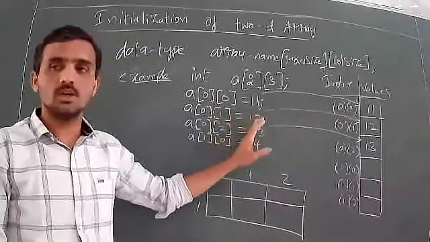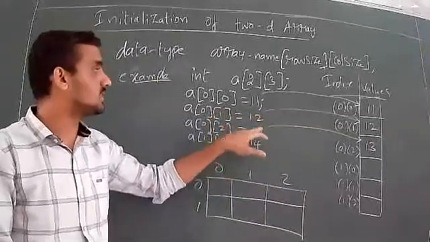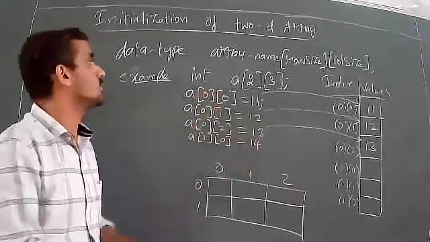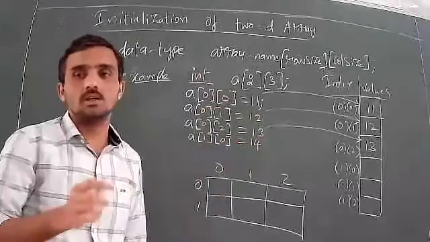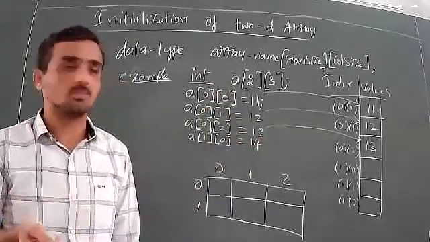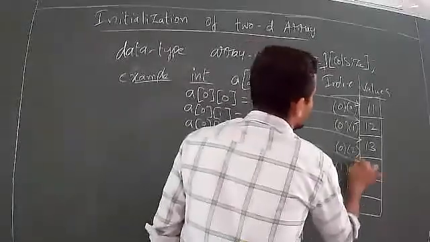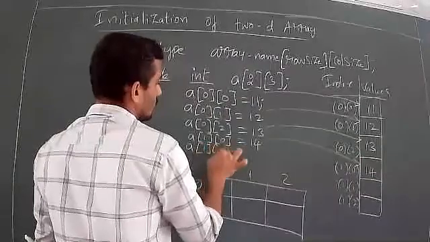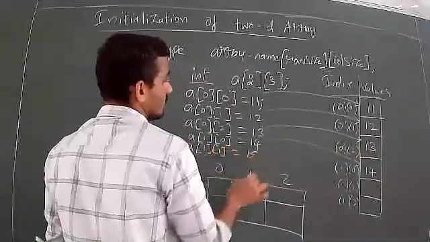You see that you are storing integer values only. After 13 you cannot say 14.25 because the data type is int. So when the data type is int, you have to store all integer values. If the data type is float, you have to store all floating point values. So 14 is stored. Next, A of 1, 1 is equal to 15.